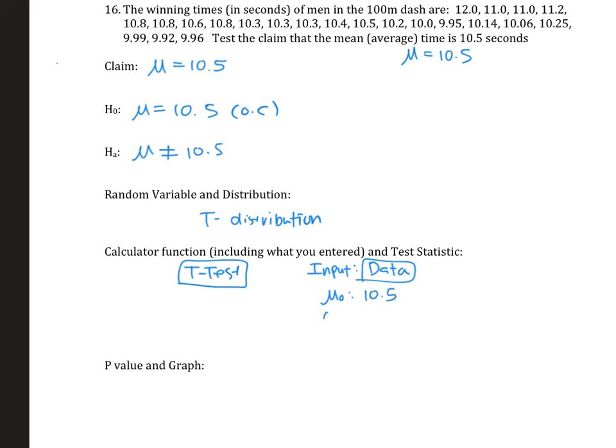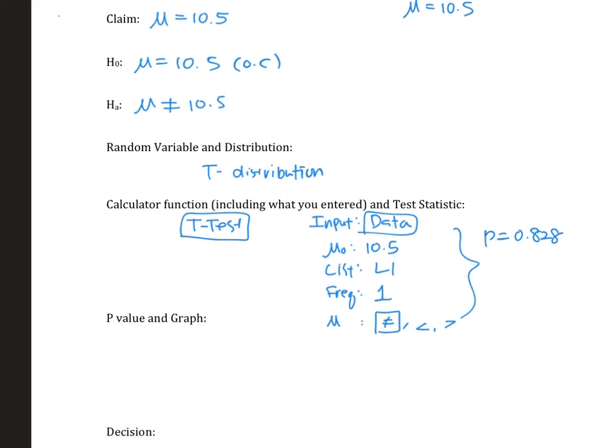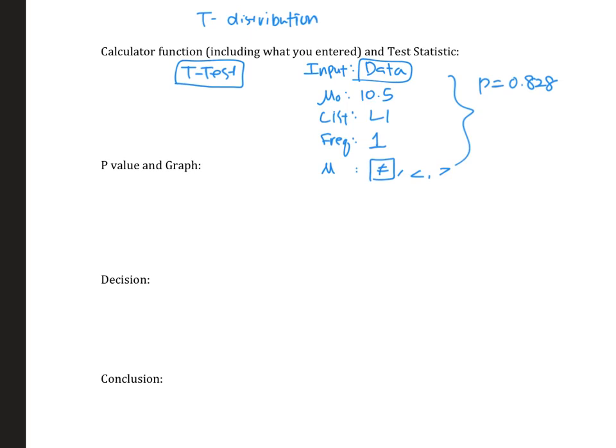Next, they ask for the list. I put it in L1, so I'm going to put L1. For frequency, for this type of question, it's always just 1. And the last part, the inequality, I'm looking at HA. HA has the not equal sign, so this is what I'm going to input. When you calculate that out, what do I get? Enter. The p-value is pretty big. I get 0.828. So again, the p-value is pretty big. It's 82.8%.